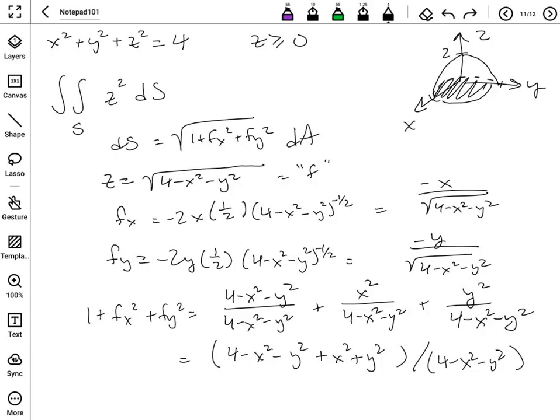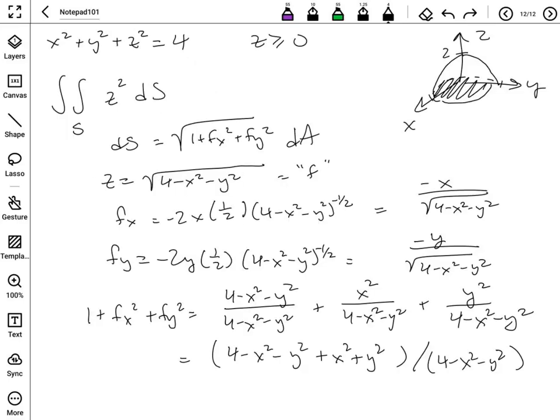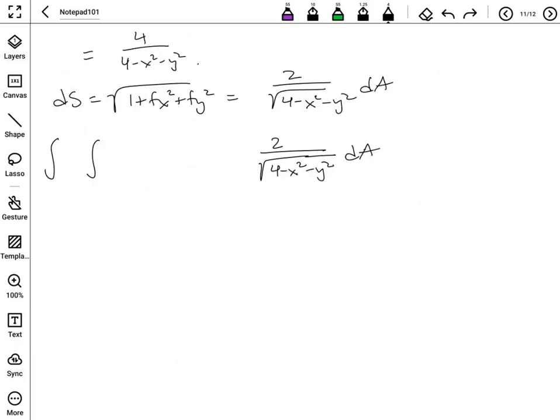So I can't have z in it. Instead, I need to replace z with the function of my surface. So that's just z is this root 4 minus x squared minus y squared, or z squared is 4 minus x squared minus y squared.